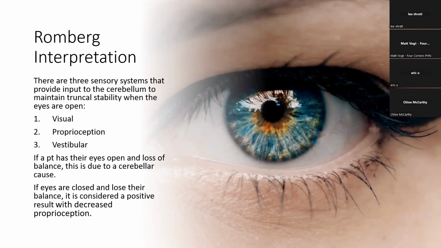As far as the Romberg for the testing, if a person has movement while they are standing with their eyes open, this could be due to a cerebellar problem or ataxia problem. Once they close their eyes, you take the vision out, and the proprioception tells us where we are in our space. The vestibular system can also tell us. So when the eyes are removed and it's a positive, it tells us that the proprioception is off.